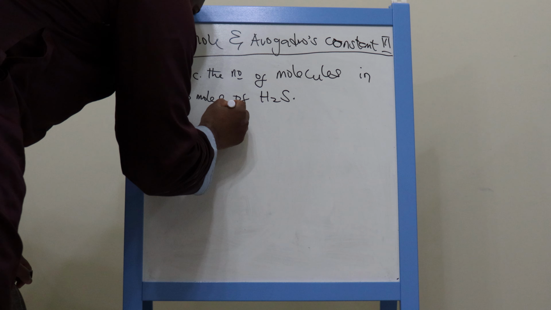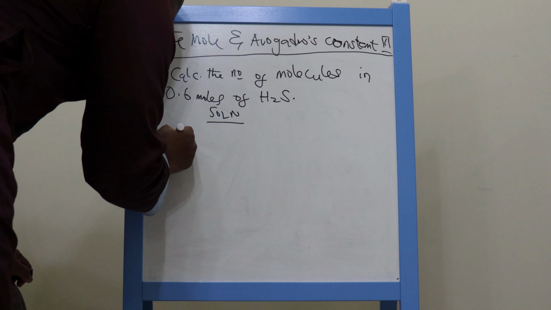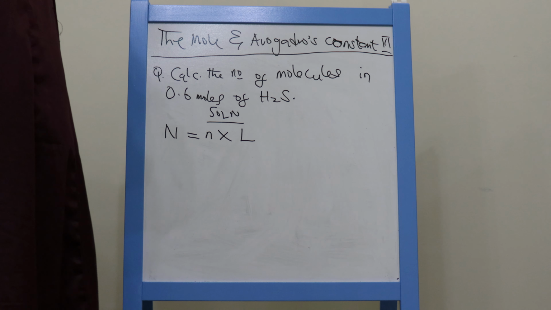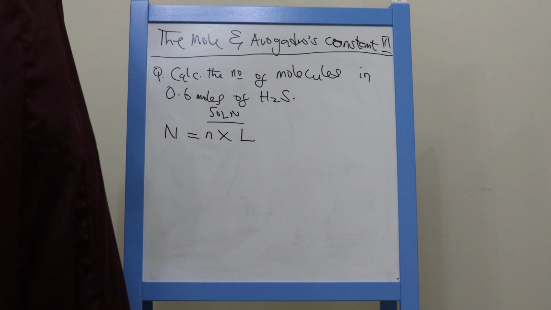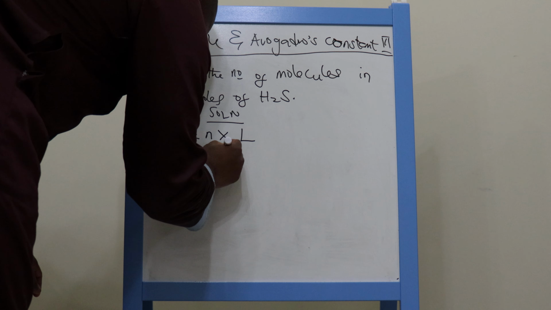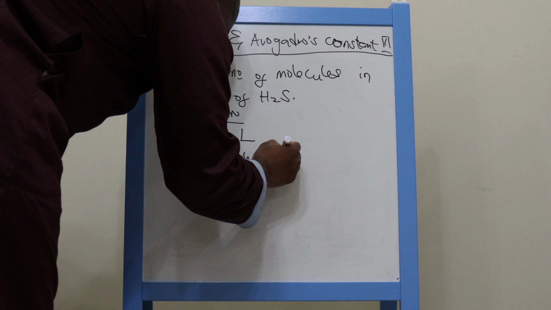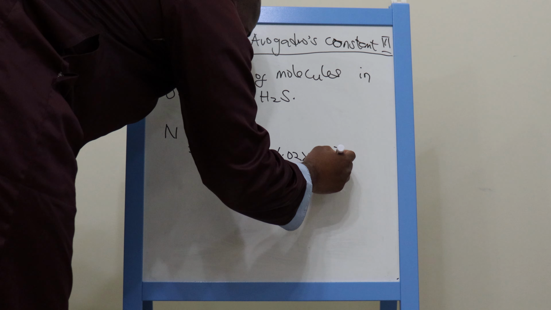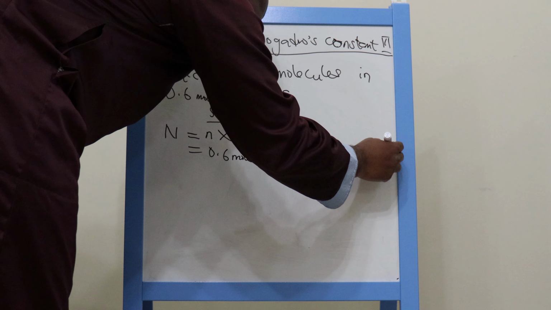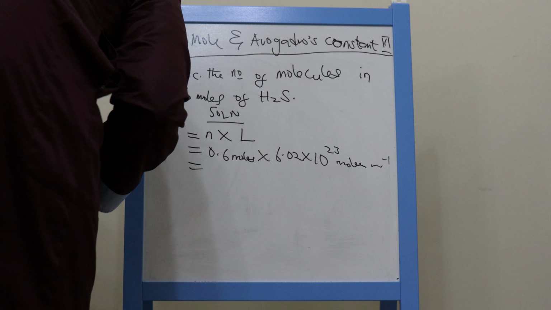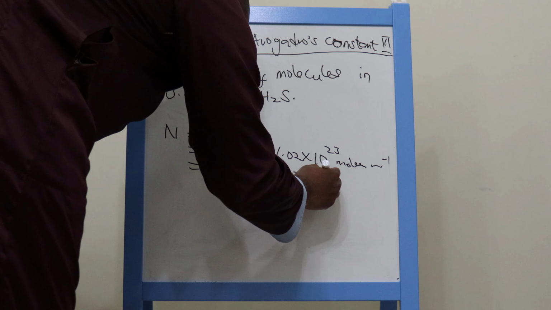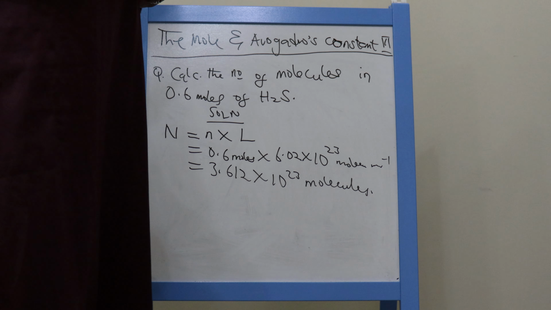So, solution. The number of molecules is equal to the amount of substance times L, being the Avogadro's constant. It's clear here that you've been given 0.6 moles. So 0.6 moles times 6.02 times 10 to the exponent 23 molecules per mole. So you are going to get 3.612 times 10 to the exponent 23 molecules.